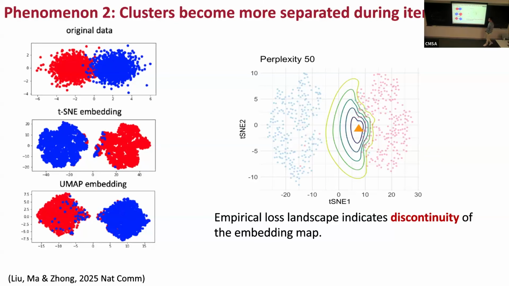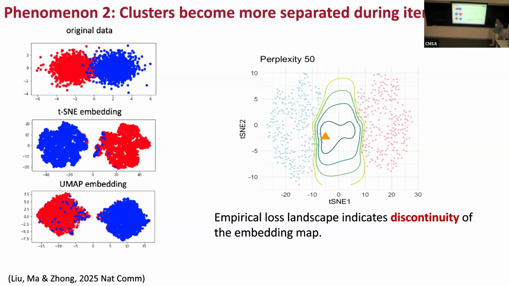Yeah, so from that empirical assessment, we can see that the t-SNE embedding, as a function from high dimensional space to low dimensional space, is essentially discontinuous. There's a jump in the output space.